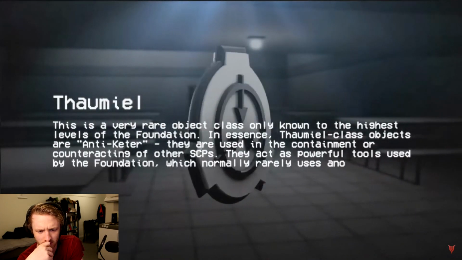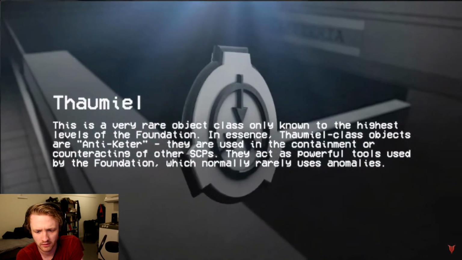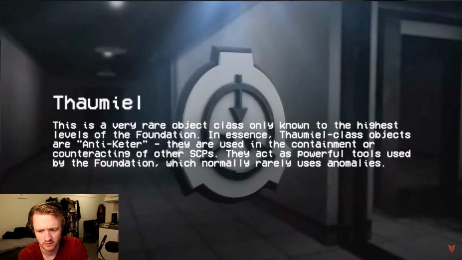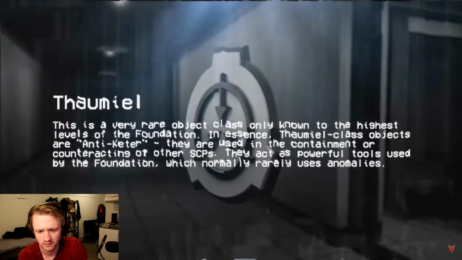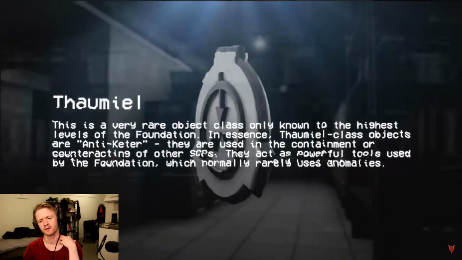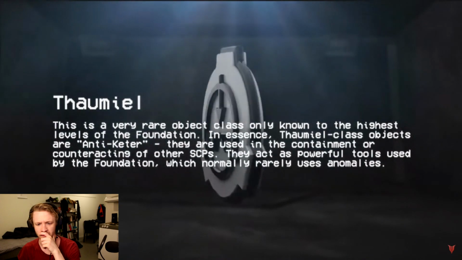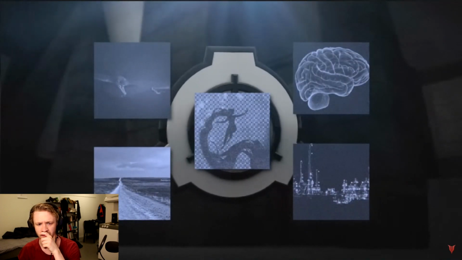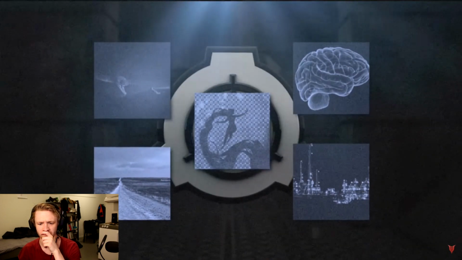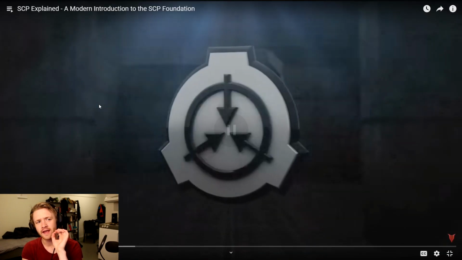Thaumiel. This is a very rare object class only known to the highest levels of the Foundation. Thaumiel class objects are anti-Keter. They are used in the containment or counteracting of other SCPs. They act as powerful tools to be used by the Foundation, which normally rarely uses anomalies. Some notable examples of Thaumiel class SCPs are SCP-2000, SCP-2003, SCP-3000, SCP-179, and SCP-3031.